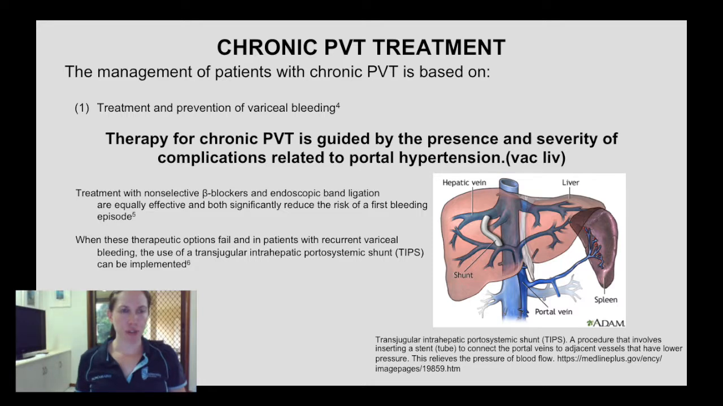The management of patients with chronic PVT is based on treatment and prevention of variceal bleeding. Therapy for chronic PVT is guided by the presence and severity of complications related to portal hypertension. For patients with chronic PVT, bleeding from gastroesophageal and duodenal varices is the most important complication of PVT-induced portal hypertension. Primary prevention of bleeding is recommended in patients with large, greater than 5 mm varices. Treatment with non-selective beta blockers and endoscopic band ligation are equally effective and both significantly reduce the risk of first bleeding episodes. When these therapeutic options fail, and in patients with current variceal bleeding, a shunting procedure could be considered.